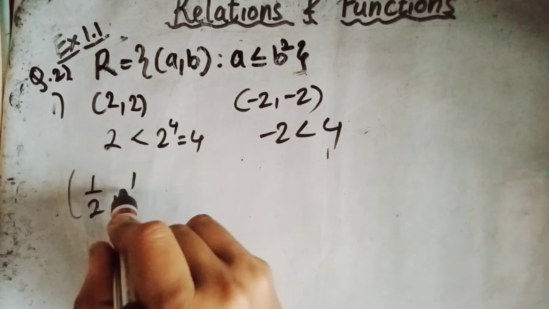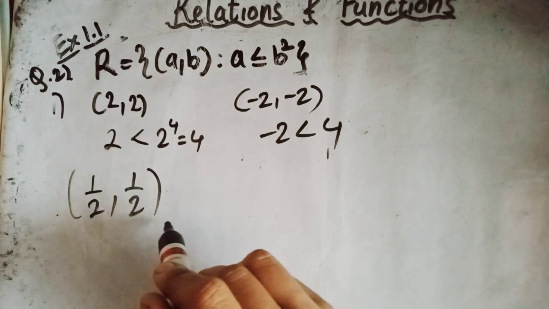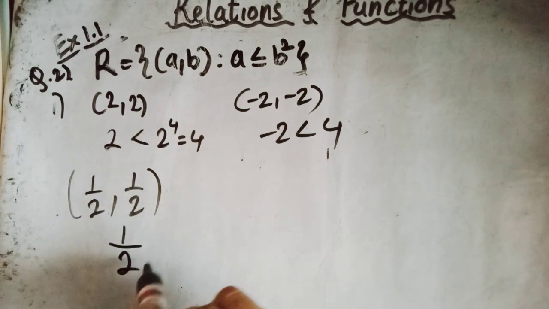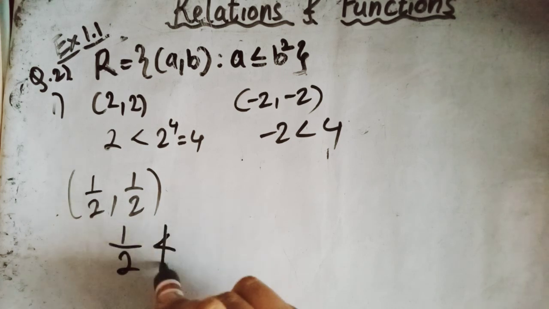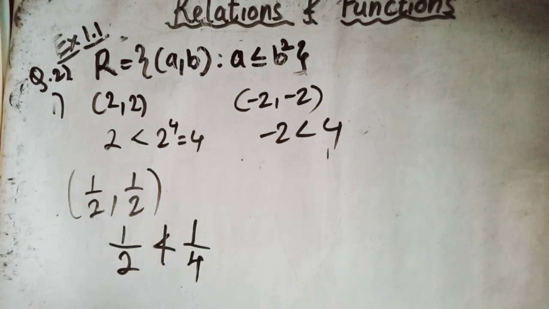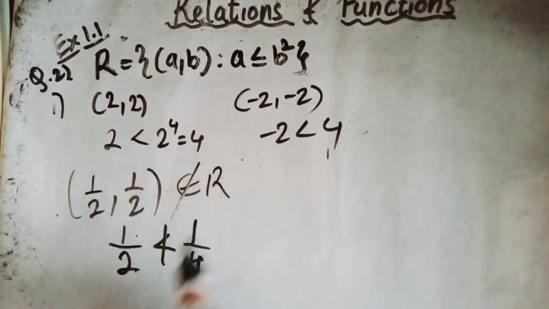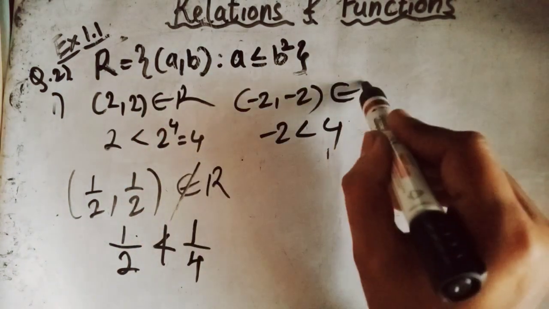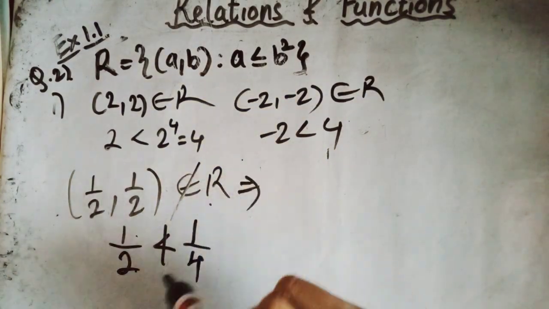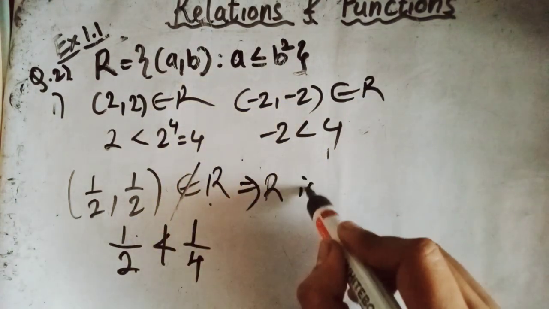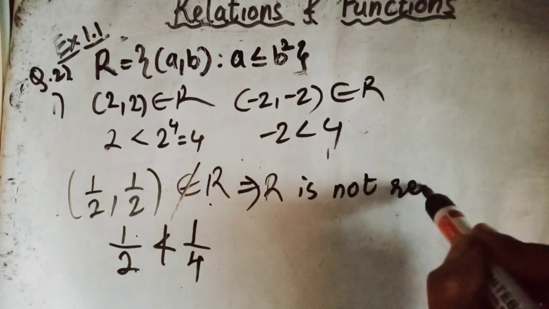So I'm taking half. Okay, so this will be half, which is not less than 1 upon 4, right? Half is 0.5 and 1 by 4 is 0.25, so half is greater than 1 by 4. So this does not belong to R. This belongs to R, and this also belongs to R. This does not belong to R, which says that R is not reflexive.